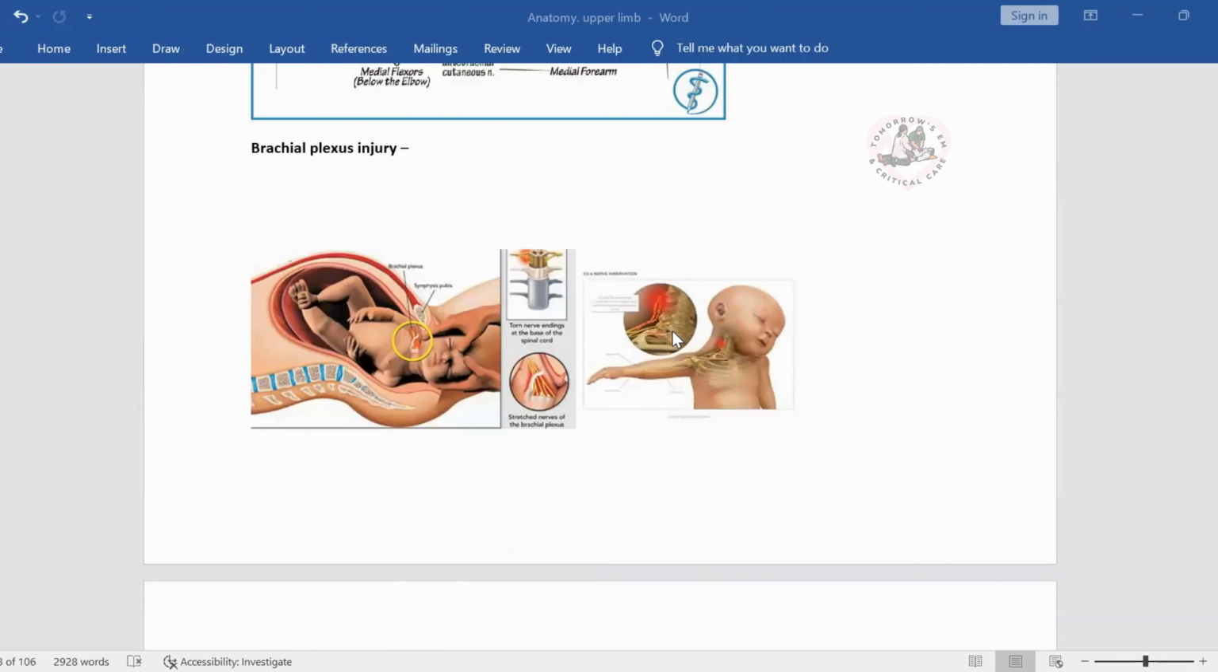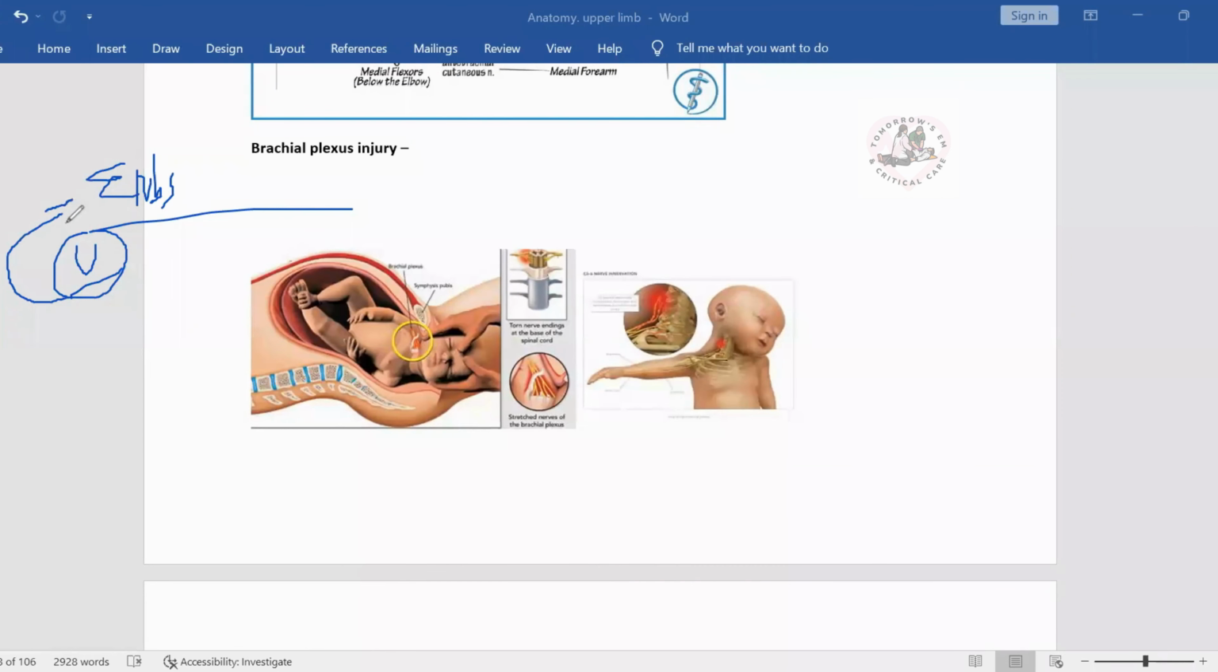Brachial plexus injury. The most important injuries we will remember are two. There are lots of causes of injuries, but you should keep these in your mind: Erb's palsy and Klumpke's palsy. The spelling of Erb's is E-R-B-S. Okay, so just keep it in your mind.